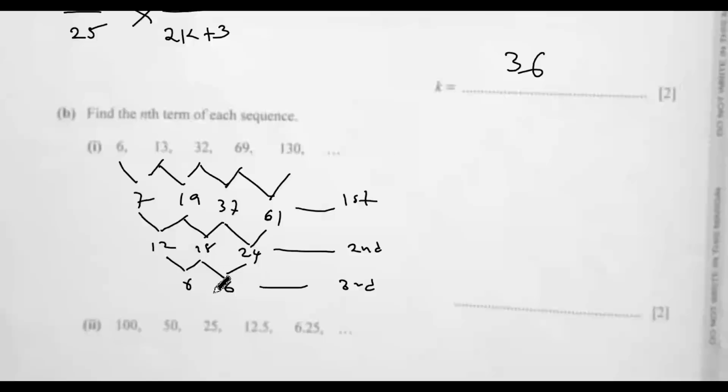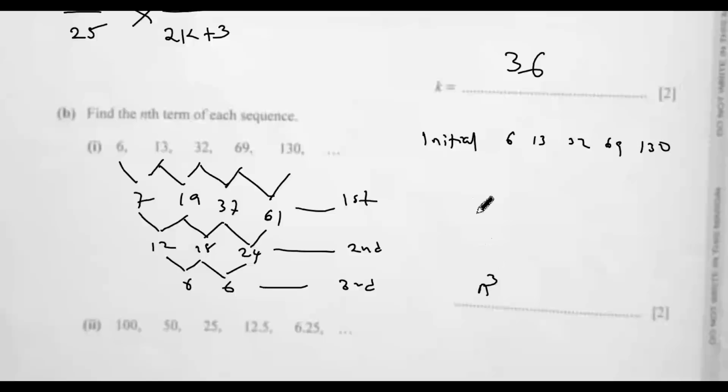Your common difference is 6. So anything your common difference is, you divide it by 6, then multiply by n cube. So this will be 1n cube. That means part of my answer is n cube. Let me rub off this to have more space. We have the initial sequence, which is 6, 13, 32, 69, and then 130.